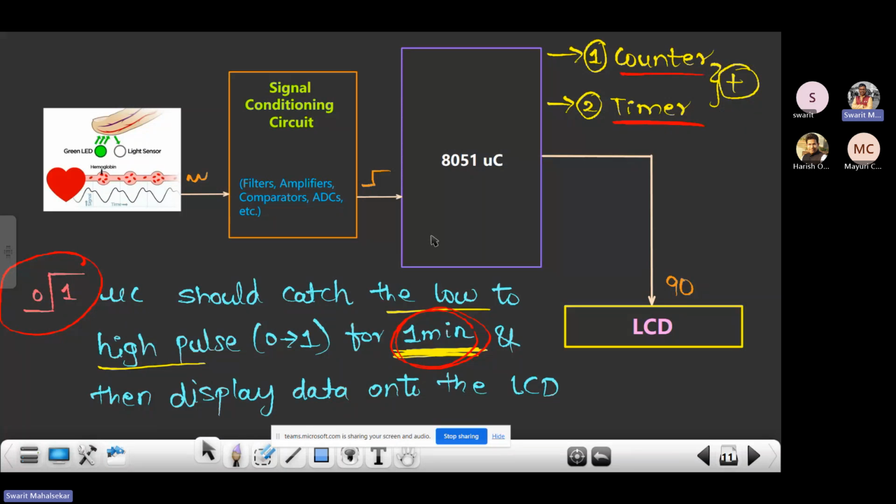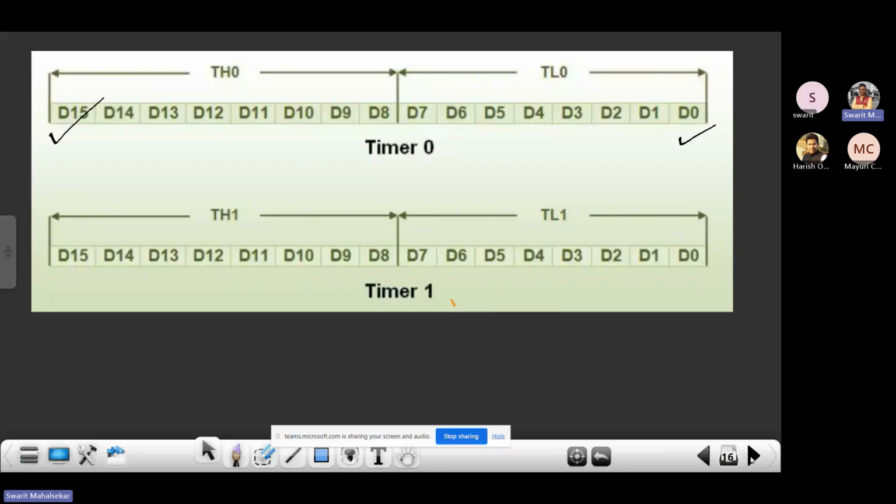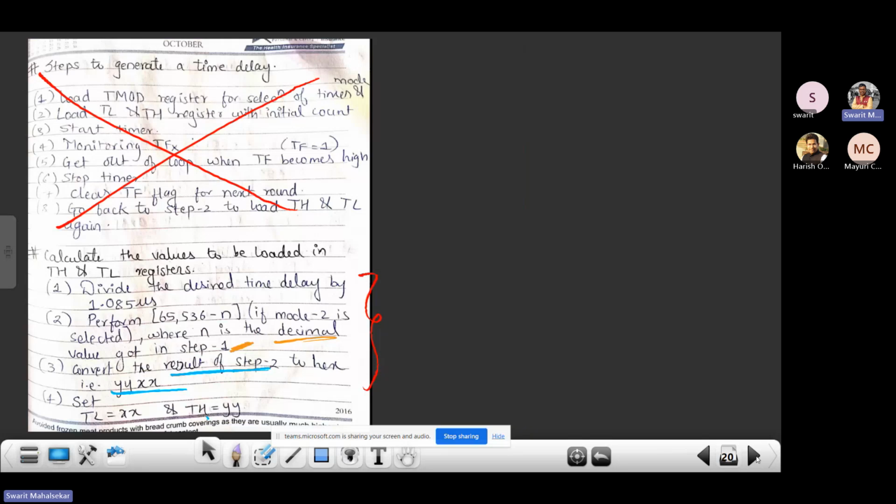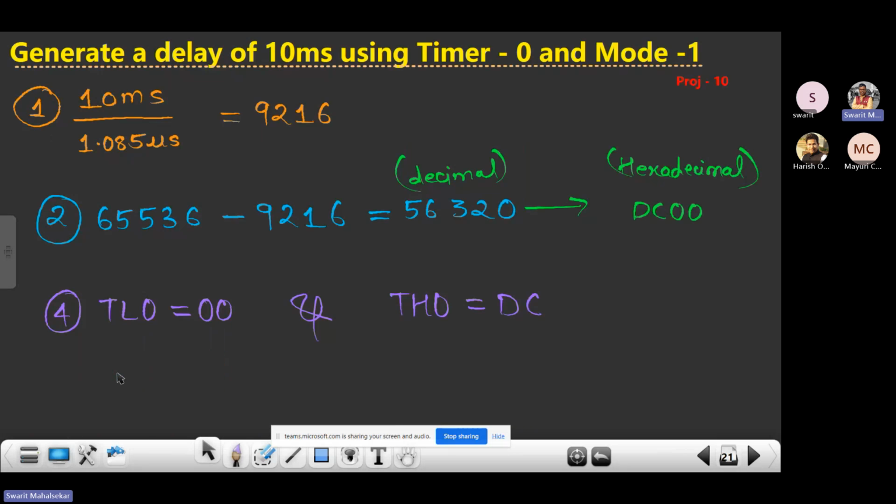But in 8051, we don't have the privilege to use the predefined function, because it was invented back in the 1980s, when most of the people were hardware oriented. So nobody brought a predefined function into software. That's why we need to use a timer to create that 1 minute delay. This is what I forgot to explain. Now we'll see this entire logic in this program.